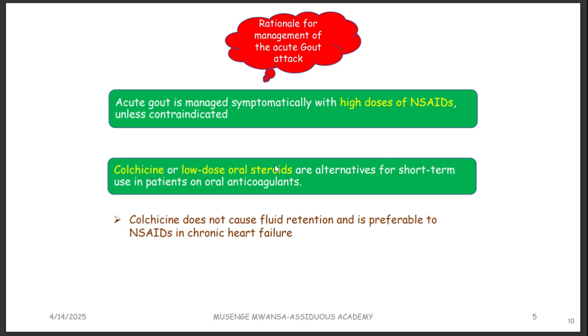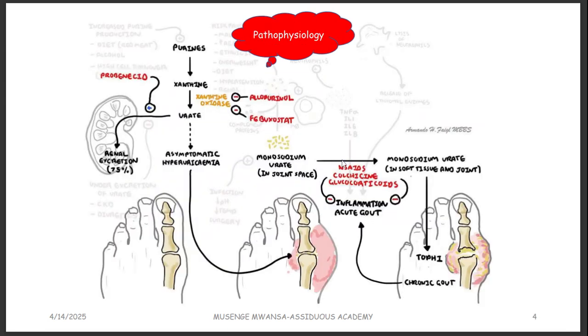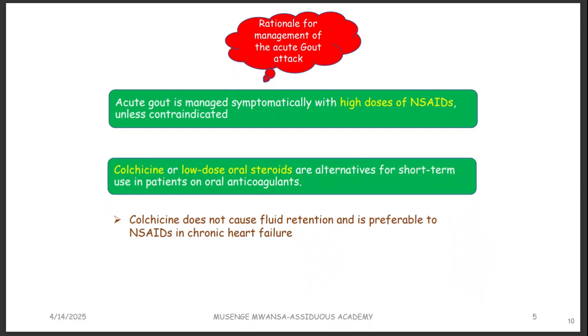These are the glucocorticoids we are mentioning. These are others that you can give, but these ones for short-term use in patients on oral anticoagulants. You know why? You don't give NSAIDs to someone that is taking anticoagulants because NSAIDs promote bleeding. Anticoagulants are stopping bleeding. So if someone is taking anticoagulants, you give them colchicine or the steroids, the glucocorticoids. They help in the inflammatory process. So colchicine does not cause fluid retention, and so it is preferred to NSAIDs in chronic heart failure.